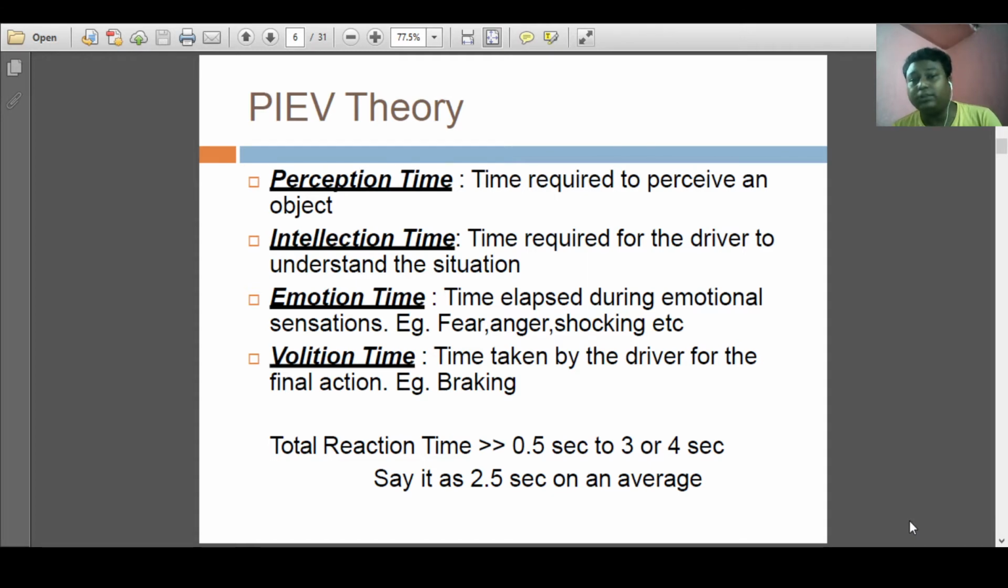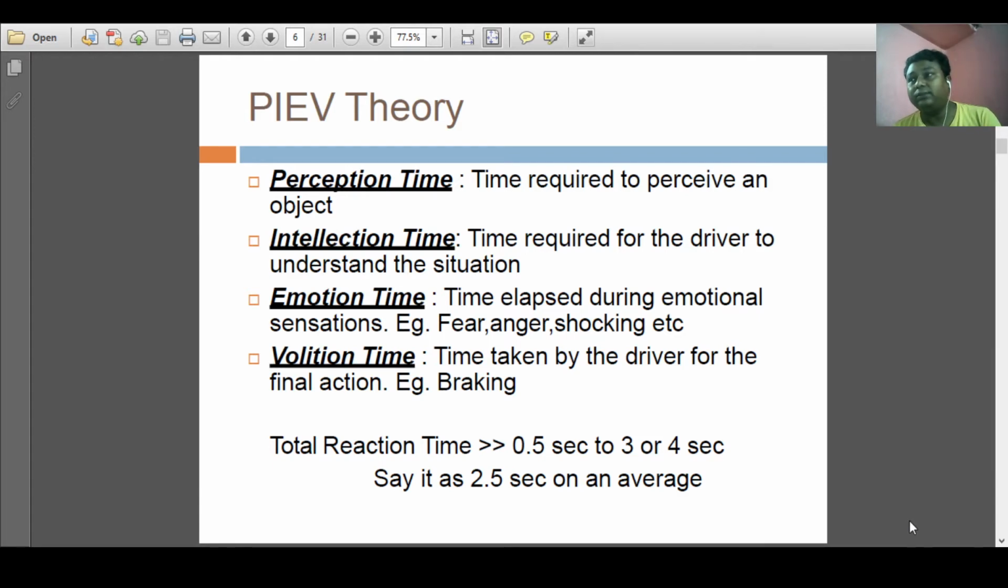Next is the emotion time. Emotion time is the time elapsed during emotional sensation. It means how you react whenever this situation comes into the picture. One signal is directly transferred from your nerves, from your head to the other parts of the body, which are responsible for taking any decision. So emotion means whether you are afraid, whether you are angry, whether you are shocked. There are some emotions by which you deal with this situation.